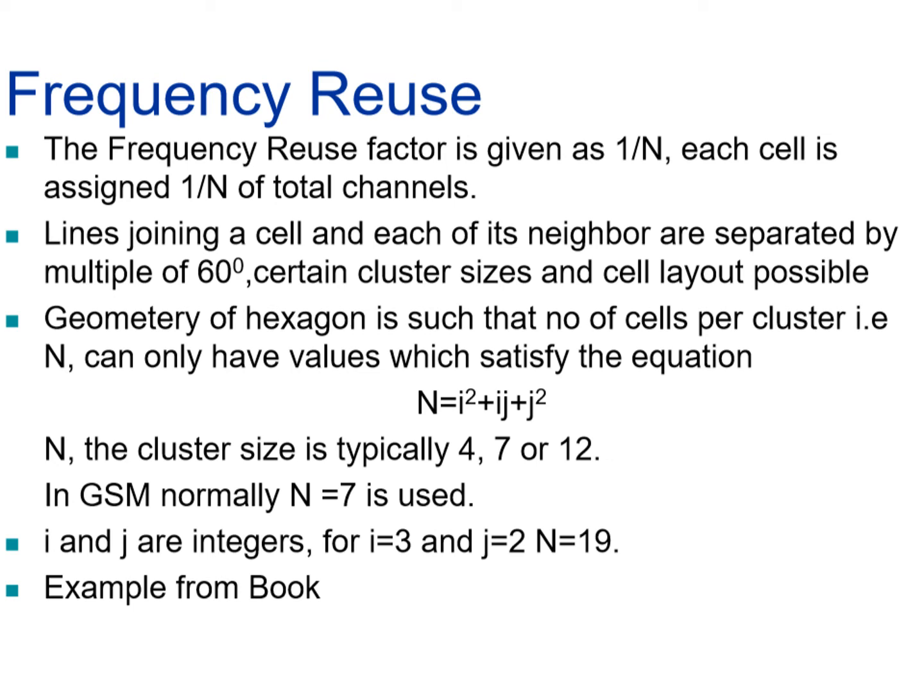If I am choosing a hexagonal shape, I can have only a cluster size N which satisfies a particular equation given by N = i square plus ij plus j square. Here i and j represent non-negative integers. So only if this equation is satisfied can I choose a cluster. This equation is based on hexagonal geometry. We have to remember this equation for choosing our cluster size. So if we choose, say, N equal to 7 or N equal to 3, it is because this satisfies this particular equation.